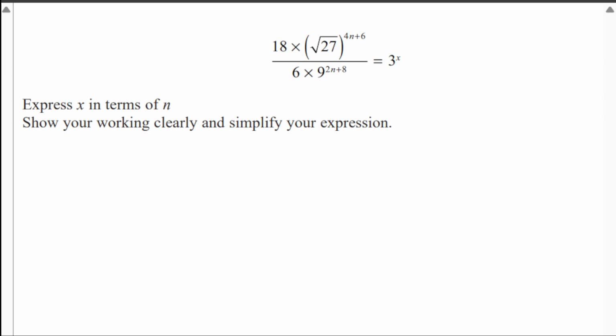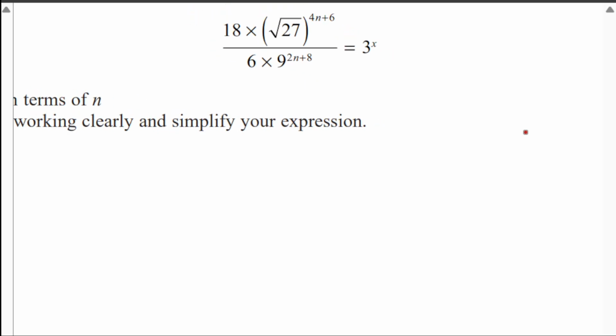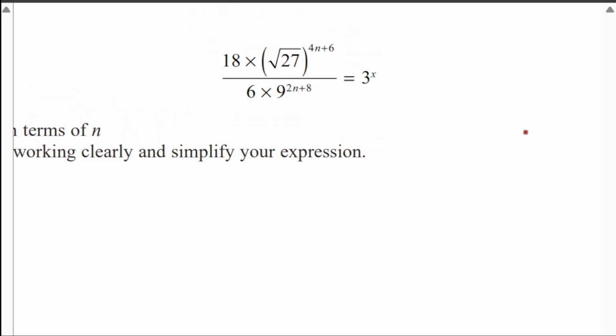Question 24 says express x in terms of n. So we need to simplify these indices. Now, the first thing I do is I don't panic. I don't get scared of these numbers. They are not scary. So just be calm and look at this number.